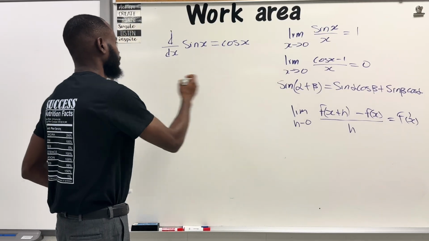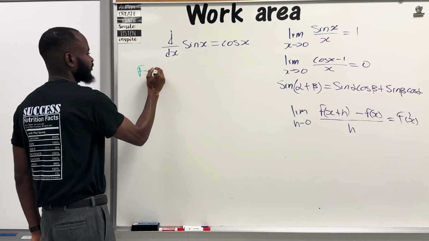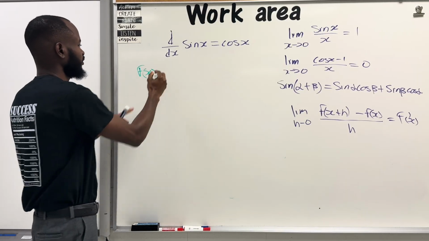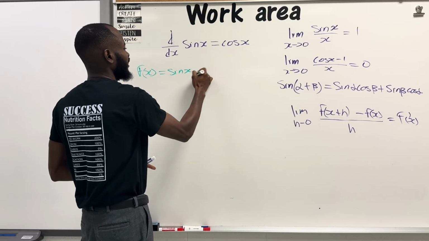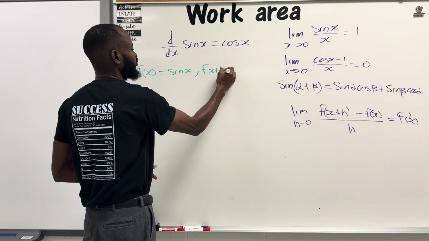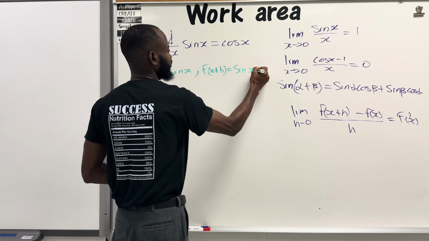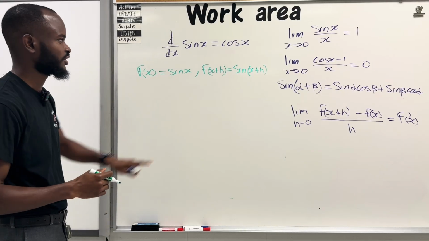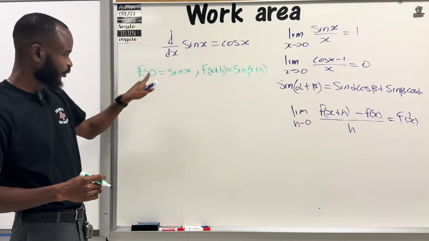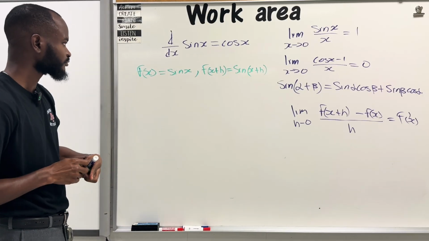Now, if f at x is equal to sine x, then f of x plus h is equal to sine of x plus h. See that? Because we're going to need f of x plus h, and we're going to need f of x to plug into the limit formula, right?